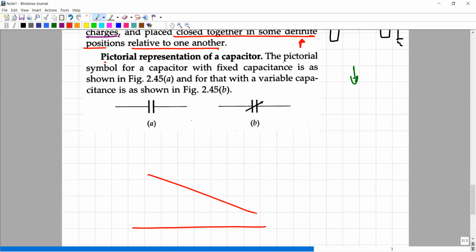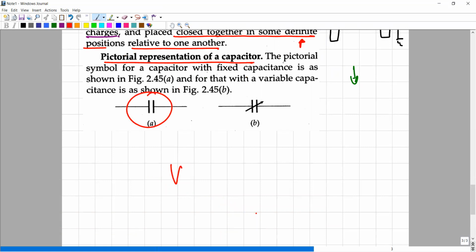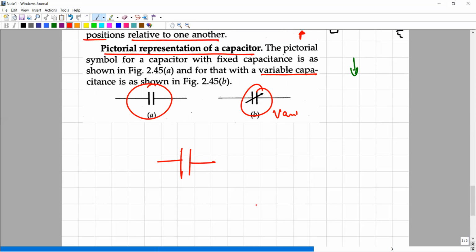Okay, pictorial representation of a capacitor. A capacitor is drawn like this, just as you have a resistor which is drawn like this. This is a resistor. Capacitors are simply drawn like two parallel lines, like this is a capacitor. This is a variable capacitor. A variable capacitor is the one where the value of capacitance can be changed later on.